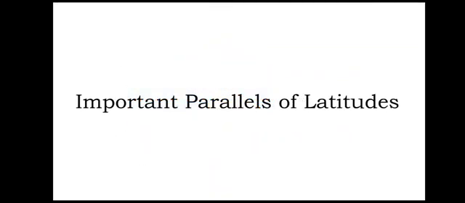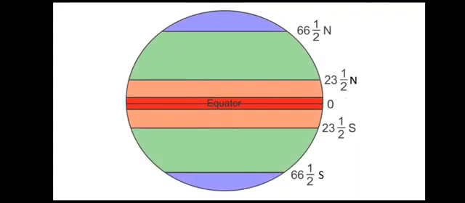Important parallels of latitudes. Besides the equator, the North Pole and the South Pole, there are 4 important parallels of latitudes. First, Tropic of Cancer, that is 23.5 degrees north. Number 2, Tropic of Capricorn, that is 23.5 degrees south. Number 3, Arctic Circle at 66.5 degrees north. Fourth, Antarctic Circle at 66.5 degrees south.